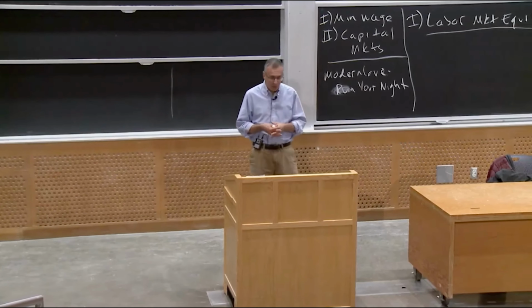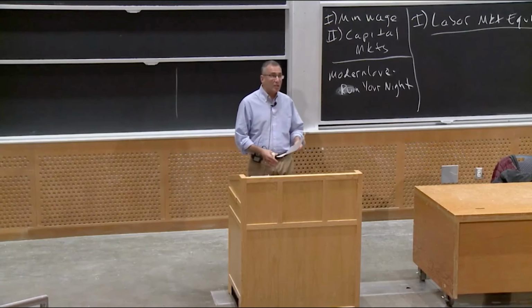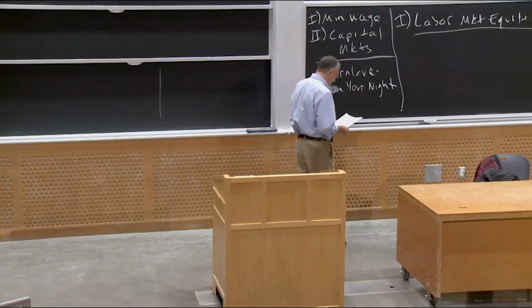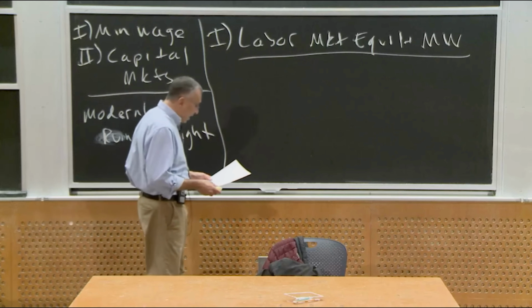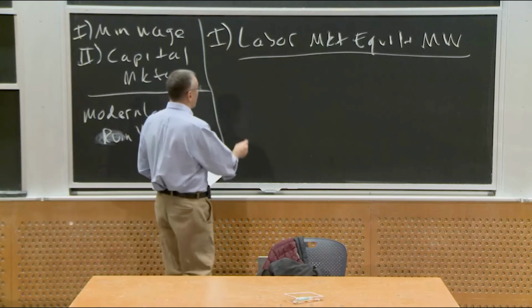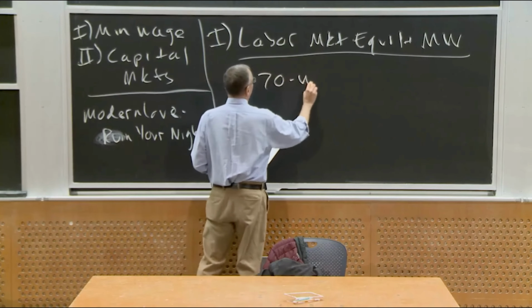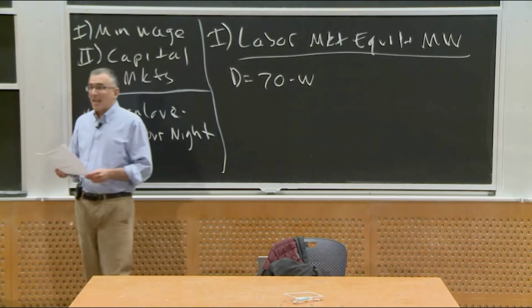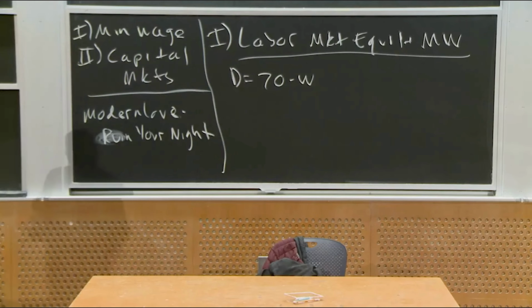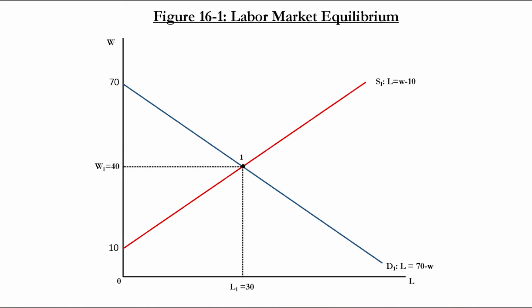So the demand curve comes from the marginal product of labor. Okay? So we have a demand curve in labor market equilibrium. Here we're saying the demand curve is 70 minus W. We're saying that as the wage goes up, firms want fewer workers. And we could see that from our earlier firm optimization.